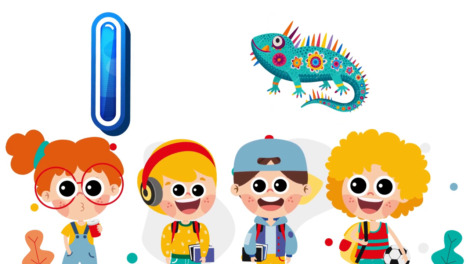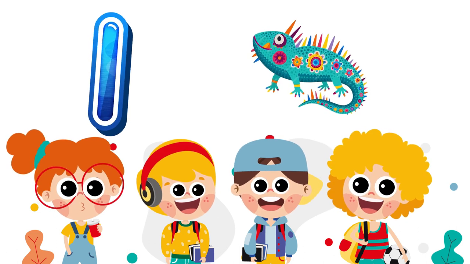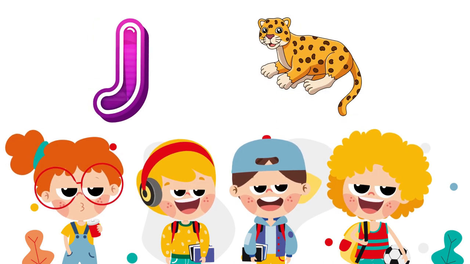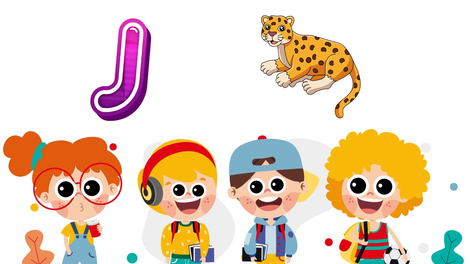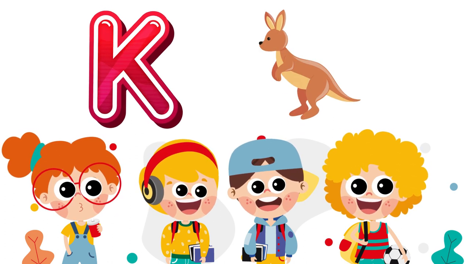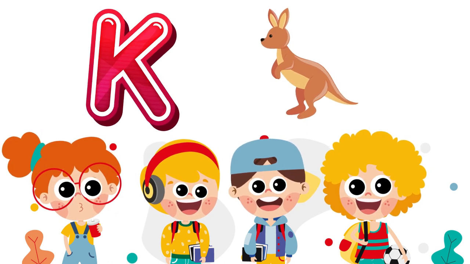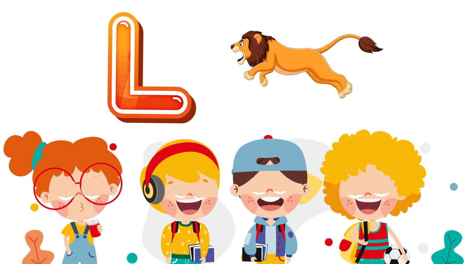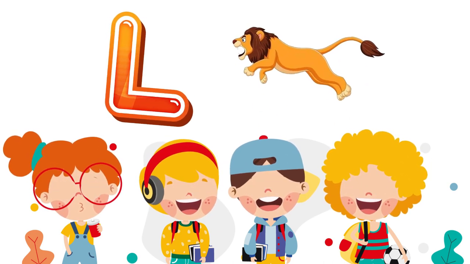I is for iguana. J is for jaguar. K is for kangaroo. L is for lion.